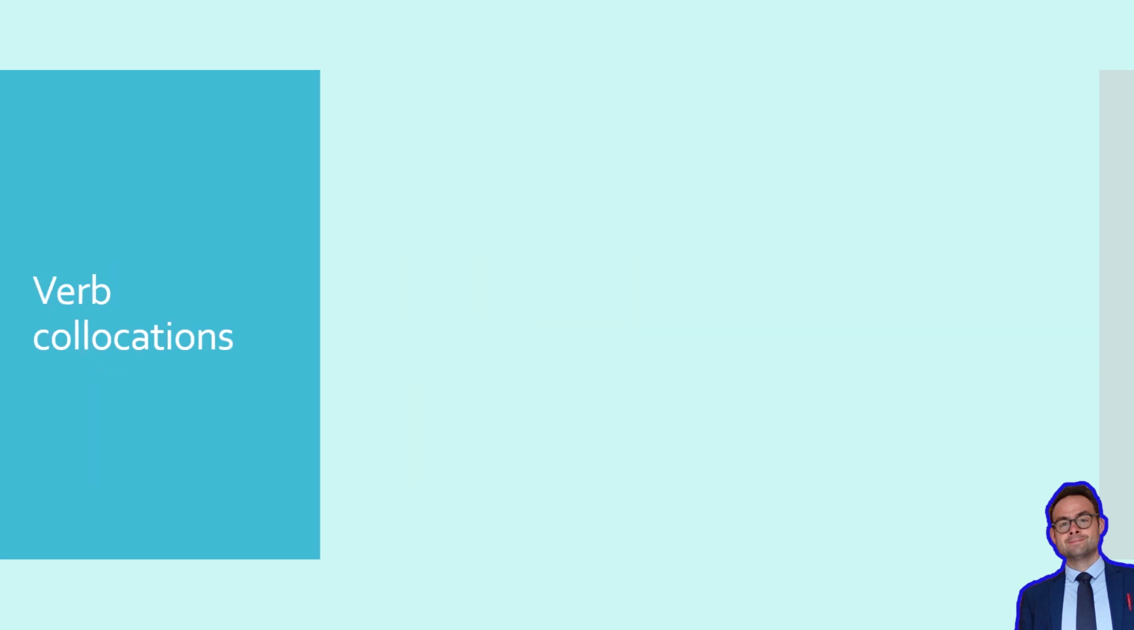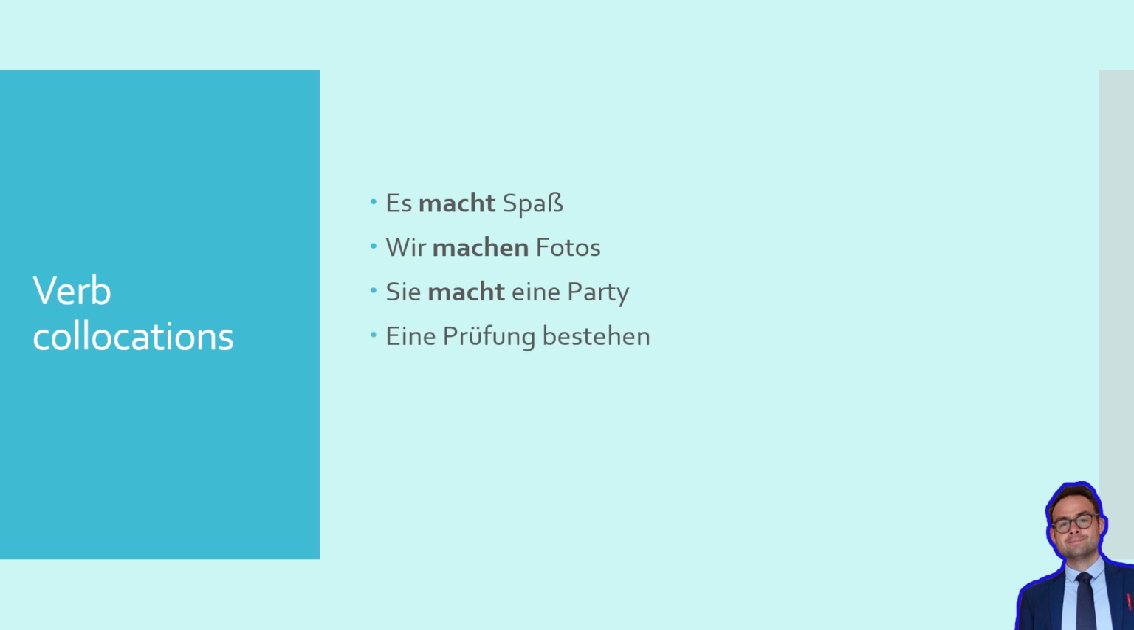Verb collocations. So es macht Spaß. German literally says it makes fun, rather than it is fun. Or wir machen Fotos. We take photos, but Germans again use the verb make. Sie macht eine Party. So like she has a party, but she makes a party. Eine Prüfung bestehen, to pass an exam. Ins Kino gehen. So both gehen and fahren mean to go, but gehen means you're going on foot. Fahren would imply that you're driving into the cinema.